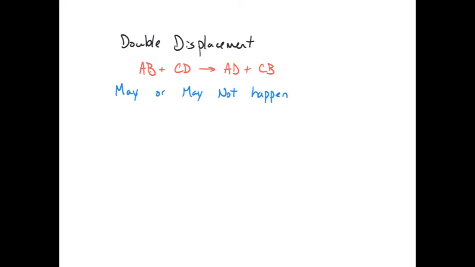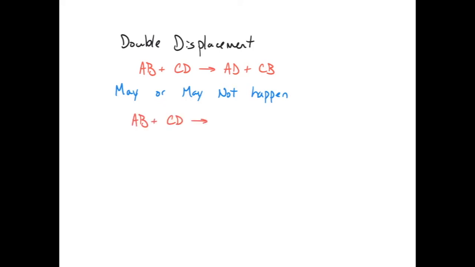Now what makes predicting products a little bit different than single displacement is you can't decide right away if the reaction happens or not. It's actually something that you decide at the end. So you may do all of this work and then at the end decide this reaction does not occur. That's kind of the sticky point of double displacement reactions, and what gives people a bad attitude towards them, because you did all this work just to result in nothing.